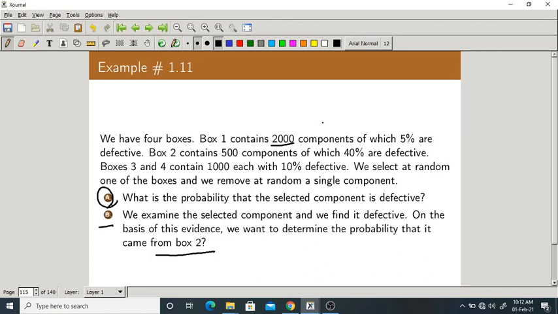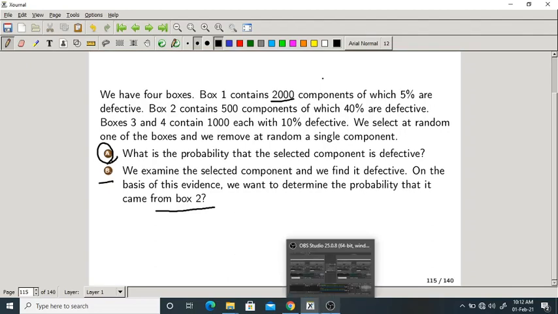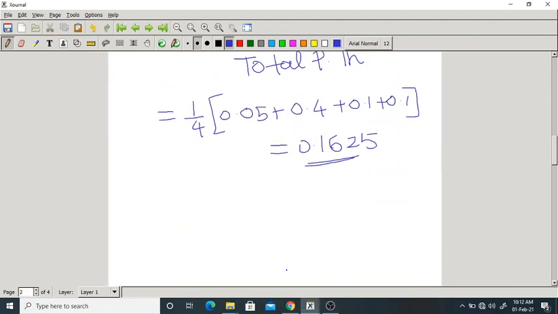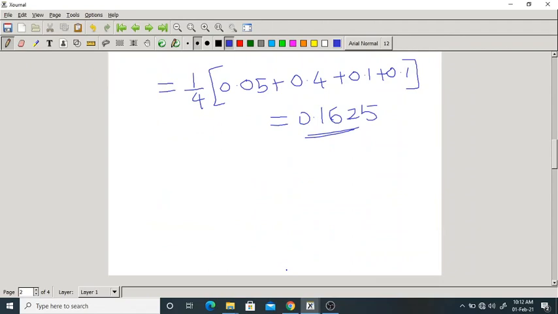So what are they asking? Think about this. They take out a component from any one of the 4 boxes. They found that it is defective, and they are asking what is the probability that it is from the second box. What is known to us is that it is defective. Then we want to find the probability that it is from the second box. This is what they are asking.